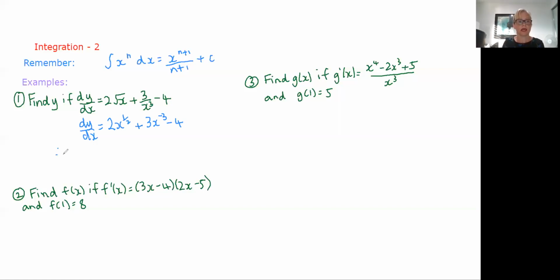All right, so now we can use our rule. Our rule says that we increase the index by 1, so it'll be 3 on 2, and divide by the new index. We increase the index by 1 and divide by the new index. We increase the index by 1, and that was really x to the 0, and we divide by the new index, and of course we have our constant term. We're not actually given information in this question that will enable us to find c, so we'll just have to leave it as a c.